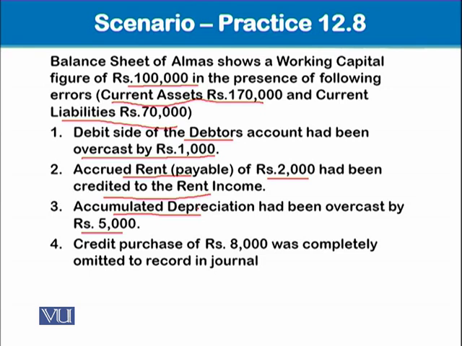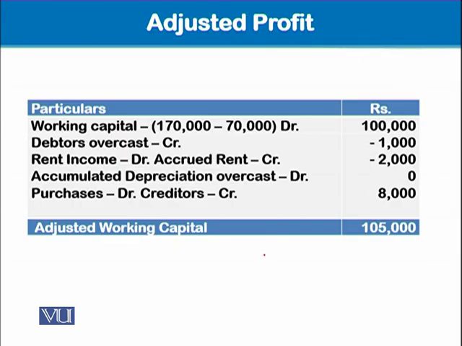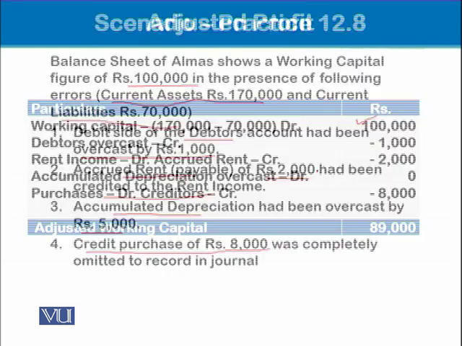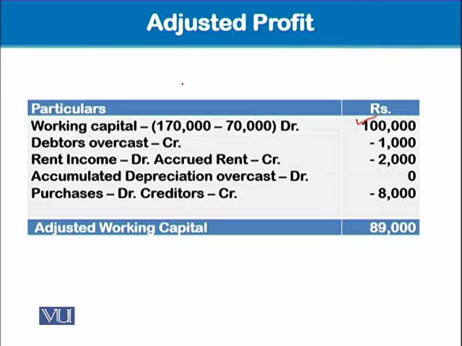Then credit purchases of 8,000 were completely omitted to be recorded in the purchase journal. So when we will record this credit purchase of 8,000, it will give us a current liability that is known as creditor. Well, now let's see what to do and how to work out this rectification of errors for adjusting this working capital figure of 100,000 with us. So this 100,000 is the amount that we took from our question, 100,000, yes.